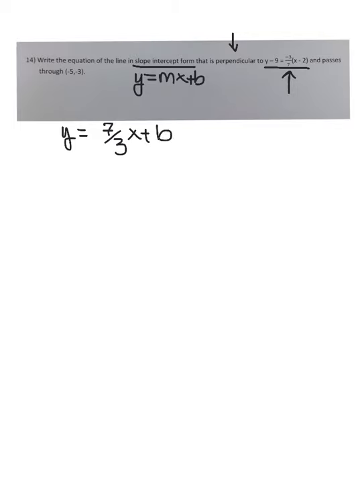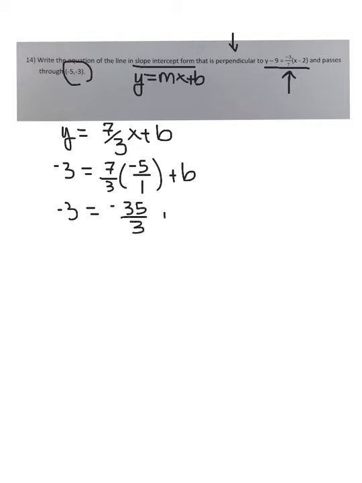Okay, now we know that it passes through this point, so we have an x and a y value. So I'm going to plug in -3 for y. And I have 7 over 3, and that's going to be multiplied by -5 over 1 plus b. So that's going to be -3 equals -35 over 3 plus b. Okay, so I'm going to add the 35/3 over here and here so that I can solve for b, which is going to cross that out.